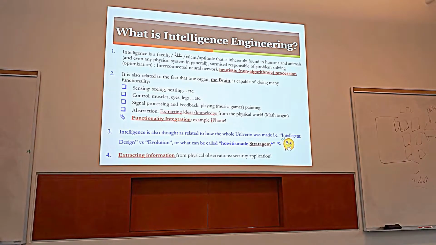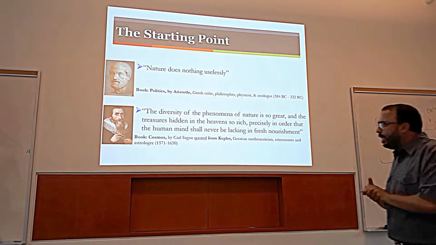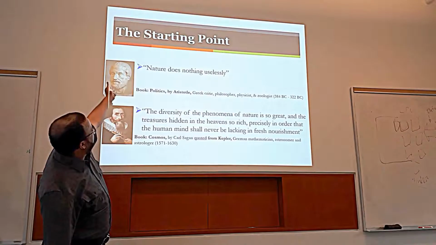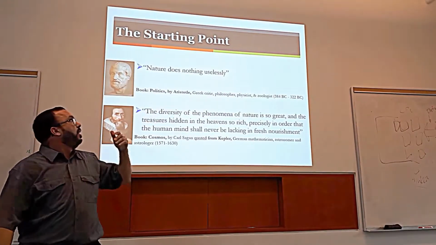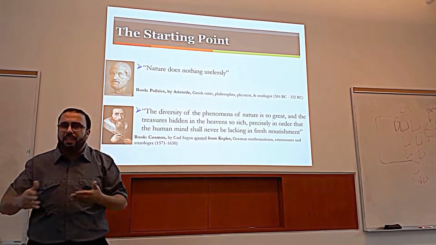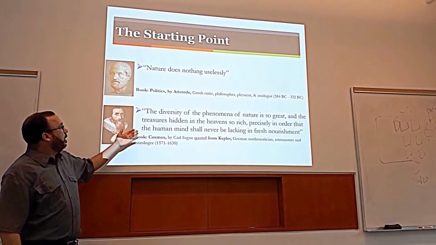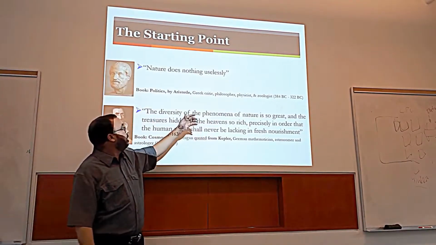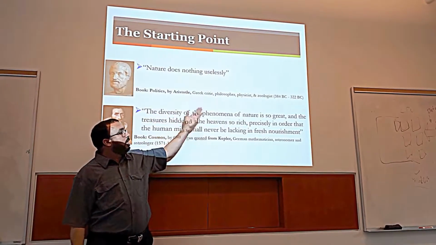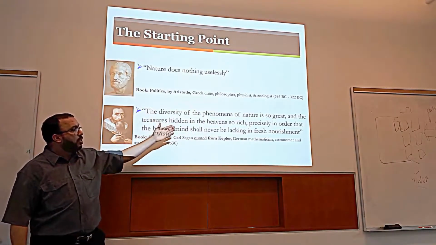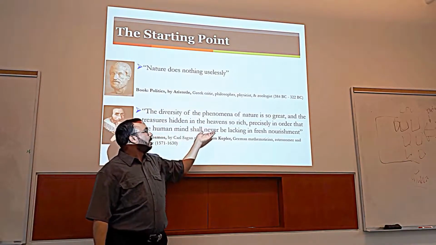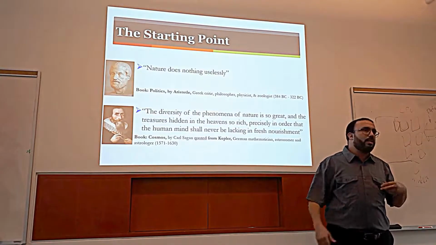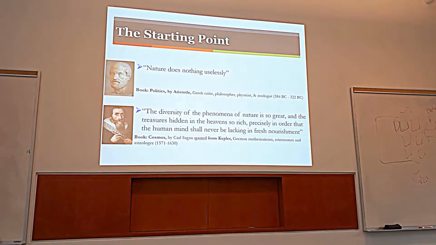Okay, having said that, back again to the Greeks, to get some inspiration about intelligence. Who's this? Aristotle said something really amazing. He said that nature does nothing uselessly. Everything has a purpose, everything has a use. And here is another quote which I really admire by Kepler, a great German mathematician and astronomer. He said the diversity of phenomena of nature is so great and the treasures hidden in the heavens so rich precisely in order that the human mind shall never be lacking in fresh nourishment. So still, there is tons of intelligence around us in the physical world as well as the biological world, okay?